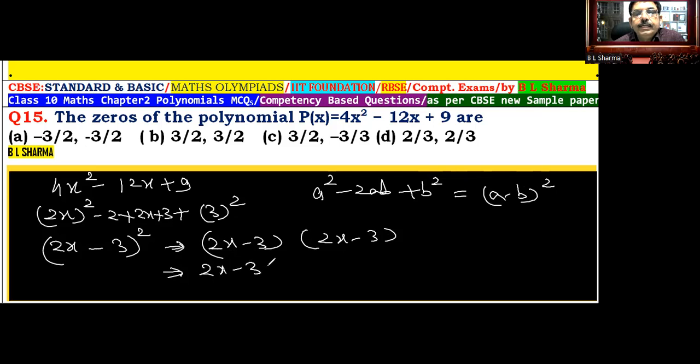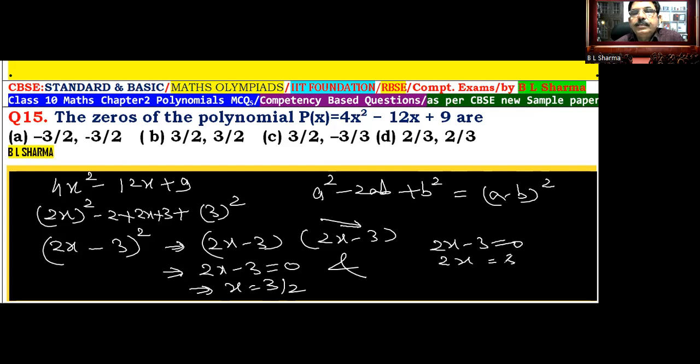To get the zeros, put each factor equal to 0. So x will be 3 by 2. Also, we put the second factor equal to 0. So that is 2x is equal to 3, x is 3 by 2. So here you will observe that both zeros are the same. This is also 3 by 2 and this is also 3 by 2.